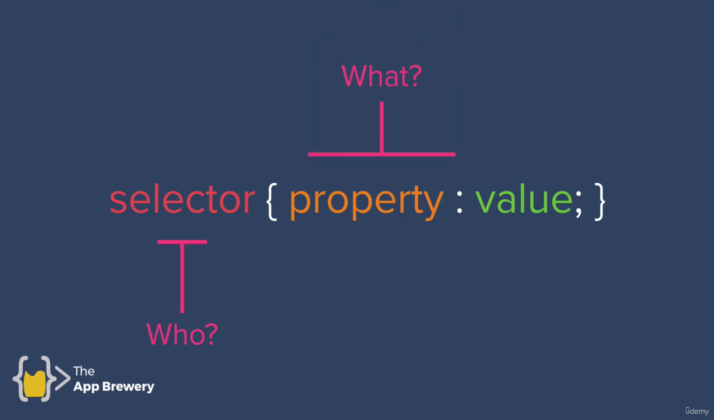And this is the what. What about that H1 do you want to change? Is it the background color? Is it the text color? Is it its position? And finally, we've got the value, and that is the how. So how do you want to change the background color of the H1? Do you want it to be blue? Do you want it to be red? And that's the value that you're going to give in order to change it.